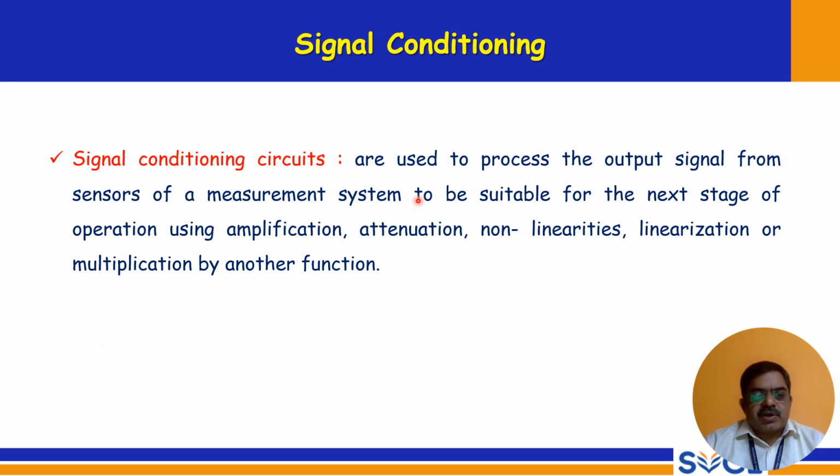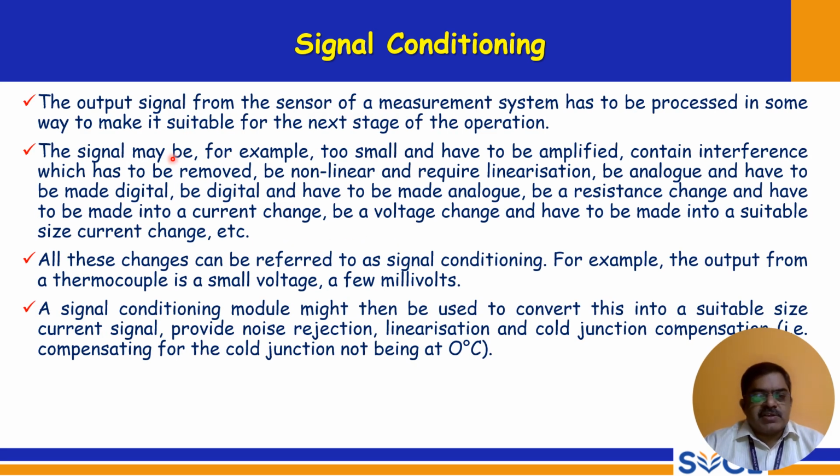Signal conditioning circuits are used to process the output signal from sensors of a measurement system to be suitable for the next stage of operation, using amplification, attenuation, linearization of nonlinearities, or multiplication by another function. This is the simple definition of a signal conditioning circuit. The output signal from the sensor of a measurement system has to be processed in some way to make it suitable for the next stage of the operation.